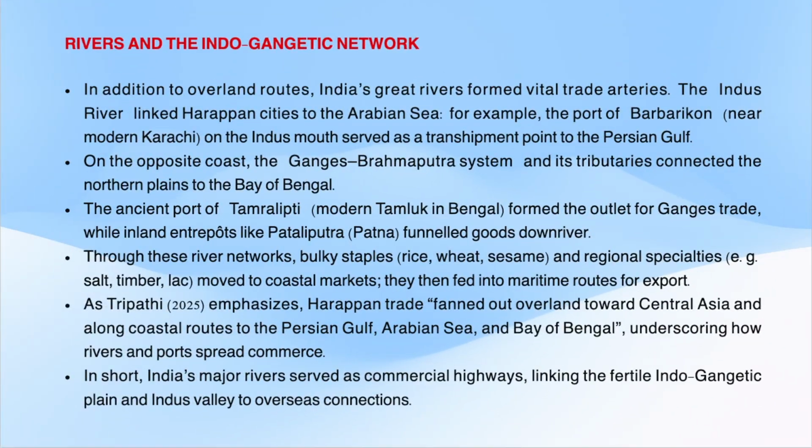The rivers and the Indo-Gangetic trade network also functioned as an interesting sector when it came to facilitating trade. On the opposite coast, the Ganges-Brahmaputra system and its tributaries also connected the northern plains to the Bay of Bengal. The ancient port of Tamralipta formed the outlet for Ganges trade, while inland ports like Patliputra funneled goods downriver. Through these river networks, bulky staples and regional specialities, for example salt, timber, and lac, moved to coastal markets, which were then fed into the maritime routes for export.